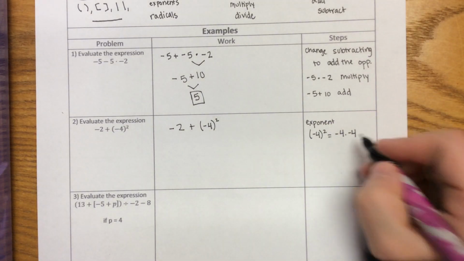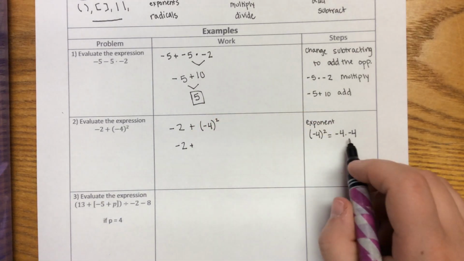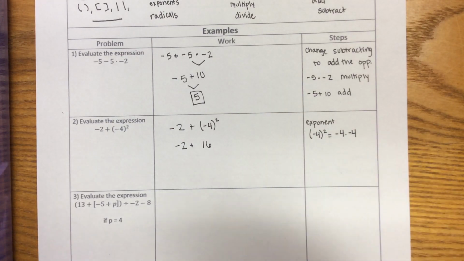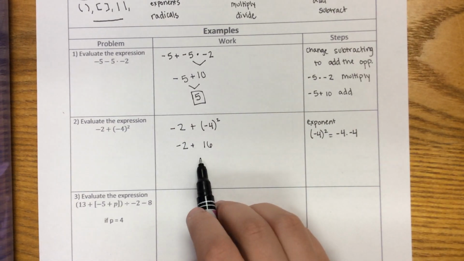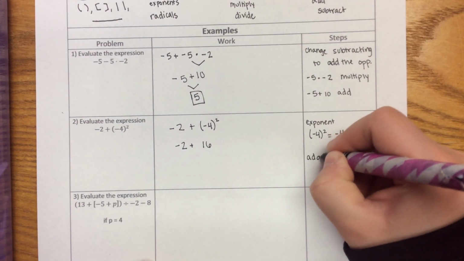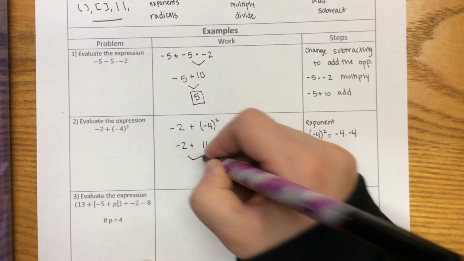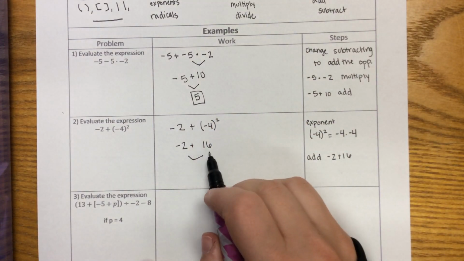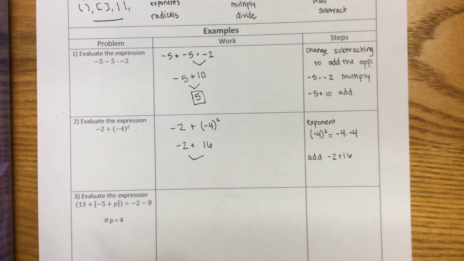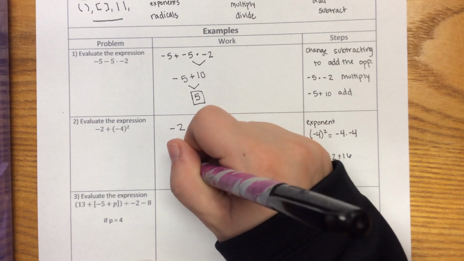So 4 times 4, if you need to use your multiplication chart, you can. 4 times 4 is 16. And again, a negative times a negative equals a positive. So I get +16. Now I'm going to add -2 plus 16. So I have positive and a negative, so I'm going to subtract. 16 minus 2 would be 14. And I have more positives, so I get a +14.